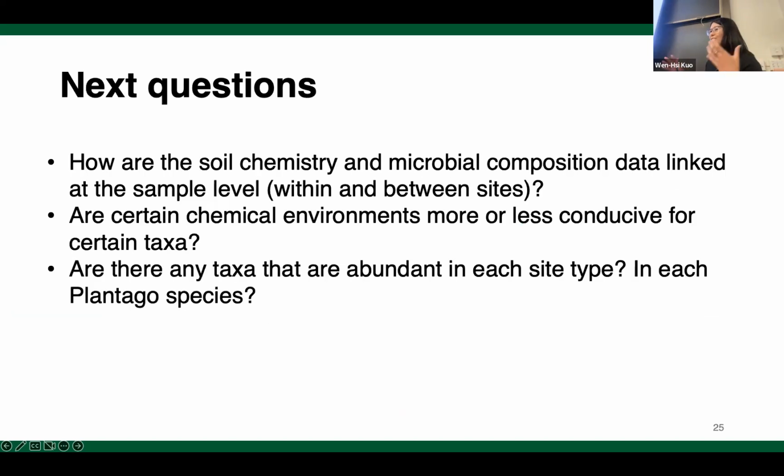So recognize that these are just trends so far, and there's still more that needs to be done, like always. And I'm interested in understanding how the soil chemistry and microbial data are linked at the sample level, both within and between sites, and whether or not certain chemical environments are selecting for certain taxa. So for instance, are sites that have higher heavy metals selecting for more heavy metal tolerant taxa? And I plan on using a Mantel test to test the correlation of the different chemical variables and the microbial taxa, not only at the site level, but at the sample level, to get a finer spatial scale of these sites. I also want to look at the abundance of taxa across the site types and across Plantago species, which I plan on doing a differential abundance analysis for.